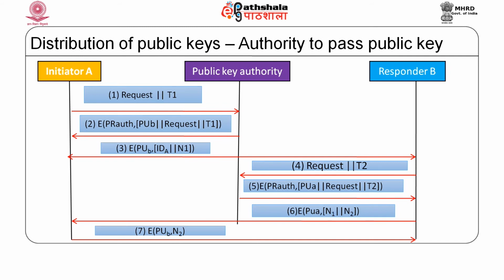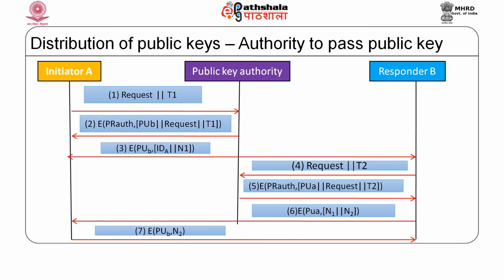What does a public key authority send back? It sends the public key of B, the request and the timestamp back. The whole three things concatenated together. What three things? Public key of B, the request which A sent, and a timestamp, all encrypted with the private key of the authority. No wonder, you must have visualized that when a public key authority encrypts with a private key, initiator A should have a public key of authority.